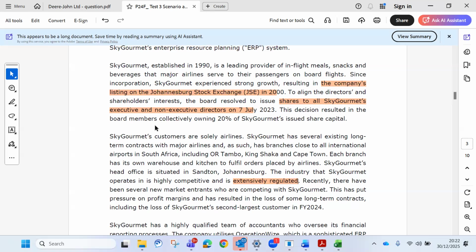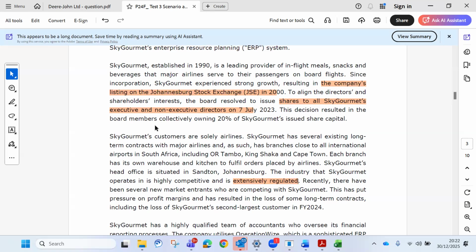Okay, so I just look at the line where it says, in the directors' and shareholders' interest, the board resolved to issue shares to all Sky Gourmet's executive and non-executive directors. That now, you say, oh, you now have an interest. What does it mean? You will manipulate the AFS. Okay, thank you. Yeah. I worry.